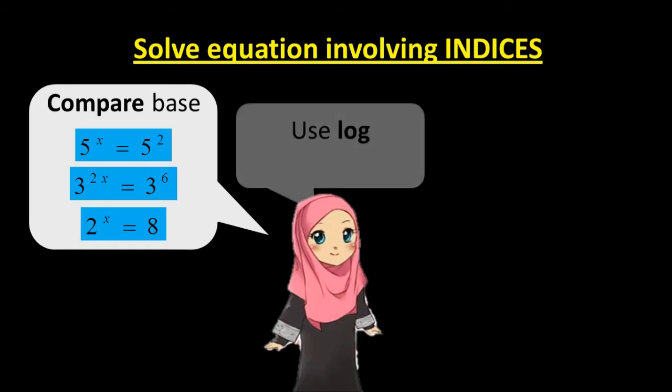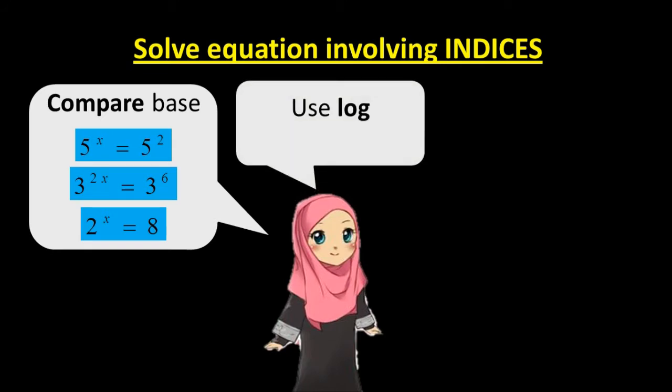The next one is we can use logarithm. For example, we have 5 to the power of x equal to 3. So, on the left hand side we have base 5. On the right hand side we have base 3. 5 and 3. Is there any method to change 5 and 3 into the same base? Cannot. Okay? 5 dengan 3. Ada tak cara untuk kita tukar kepada base yang sama?